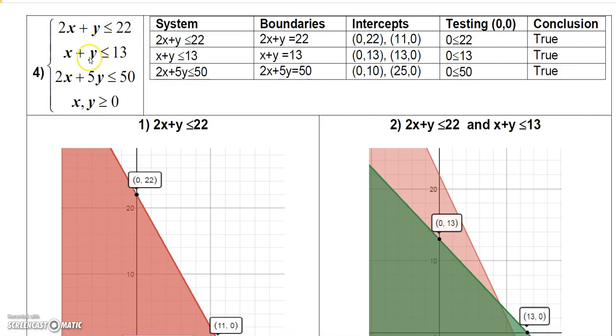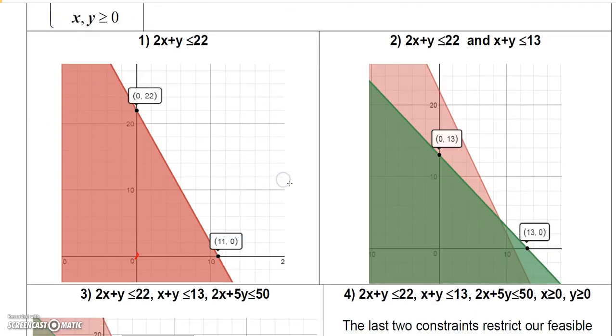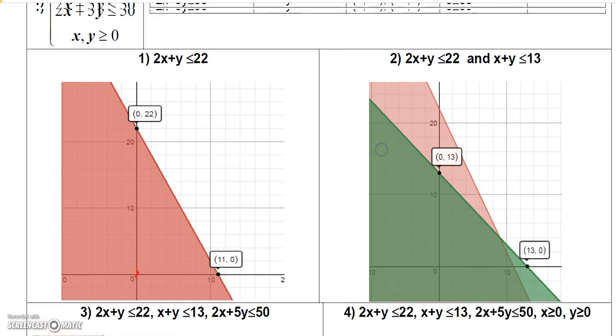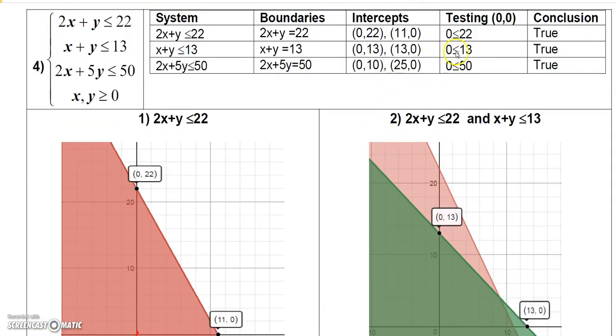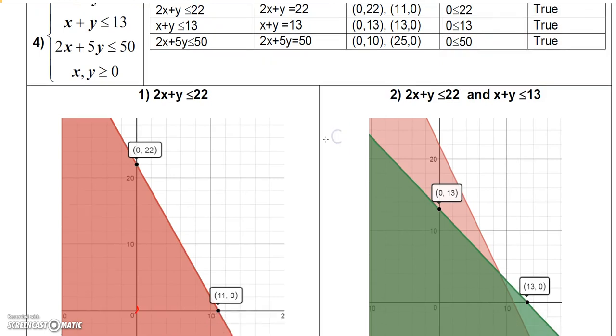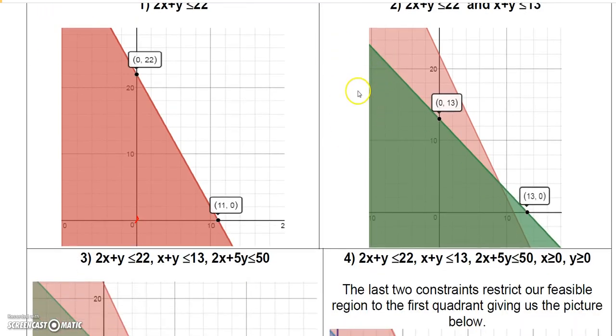And then the other one goes through (0, 13) and (13, 0). So if we lay that on top of that graph, and then we test the origin there, plugging (0, 0) in for that line, we're going to get another true statement. So we're going to shade everything below this line as well. And now I've got this dark green region. So that gives me that dark green region that you see.